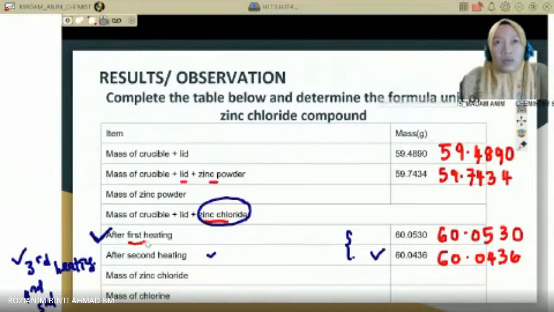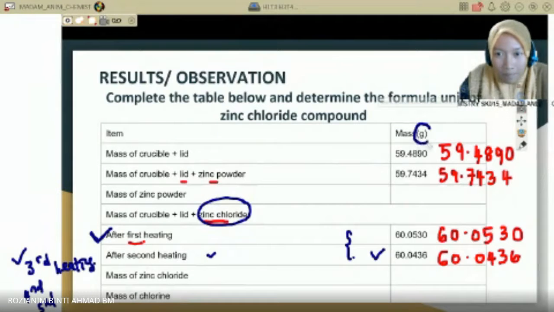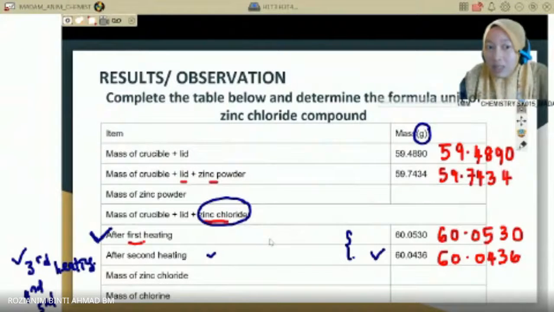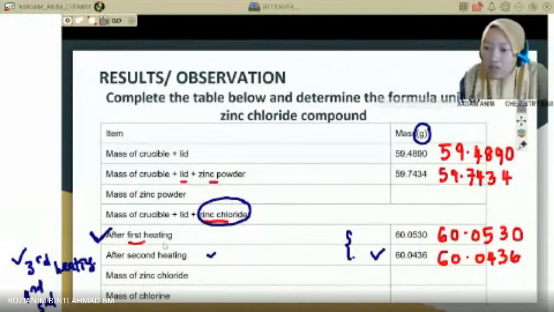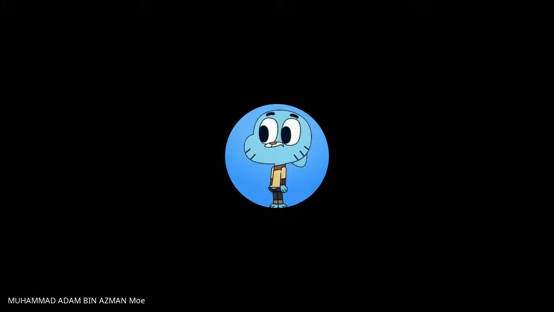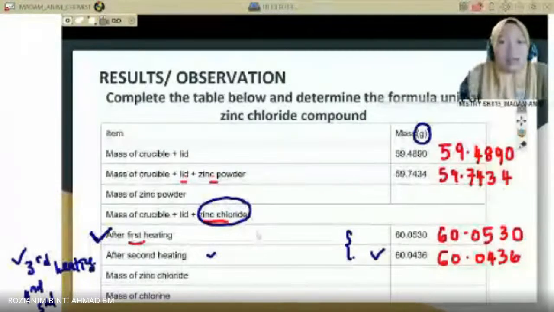The apparatus we use is hot plate. Okay. Tapi the data given, the unit is gram. Bermaksud it should be the measurement of what? Analytical balance. So procedure of the after heating, is it according to the procedure number 5? What procedure? Number 7. Ya, procedure number 7.